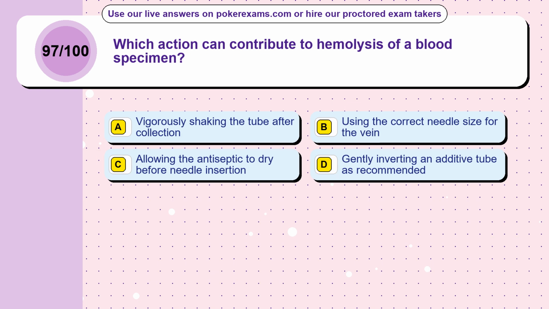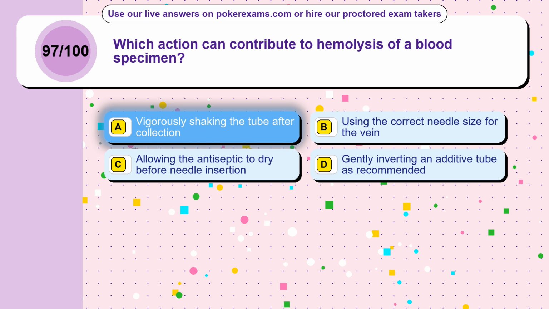Question 97. Which action can contribute to hemolysis of a blood specimen? Option A. Vigorously shaking the tube after collection. Option B. Using the correct needle size for the vein. Option C. Allowing the antiseptic to dry before needle insertion. Option D. Gently inverting an additive tube as recommended. The correct answer is option A.